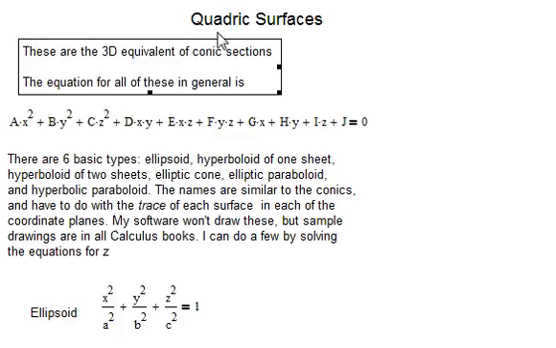With this next video, we're going to look into what are called the quadric surfaces. Hot stuff coming up. I know. I agree. I am so glad. I'm so ready. I'm glad you're ready. And these are the 3D equivalent of the conic sections.